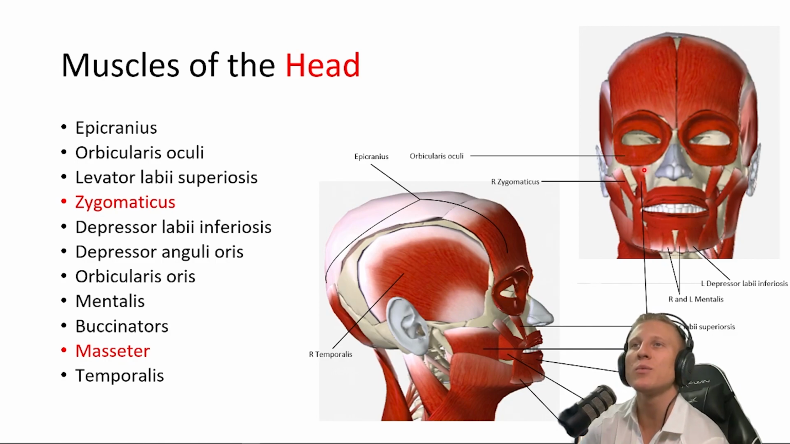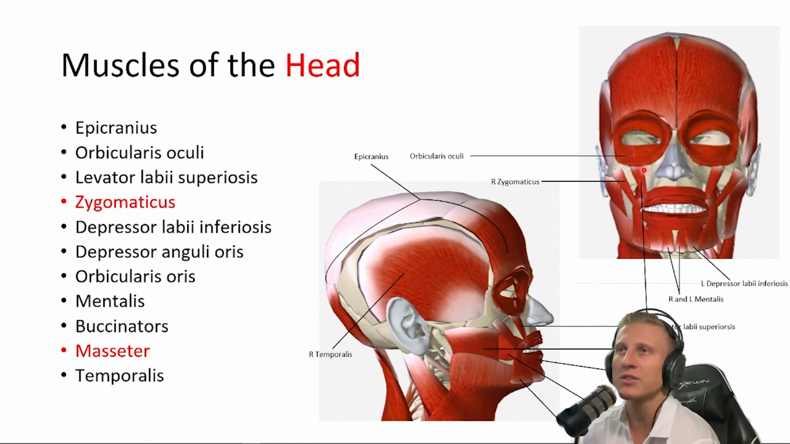Do not confuse it with the zygomaticus, although they are next door neighbors. The zygomaticus is going to be more lateral relative to it and more directly attaching to the zygomatic bone, as you can see right here. Zygomaticus we'll talk more about in a little bit.